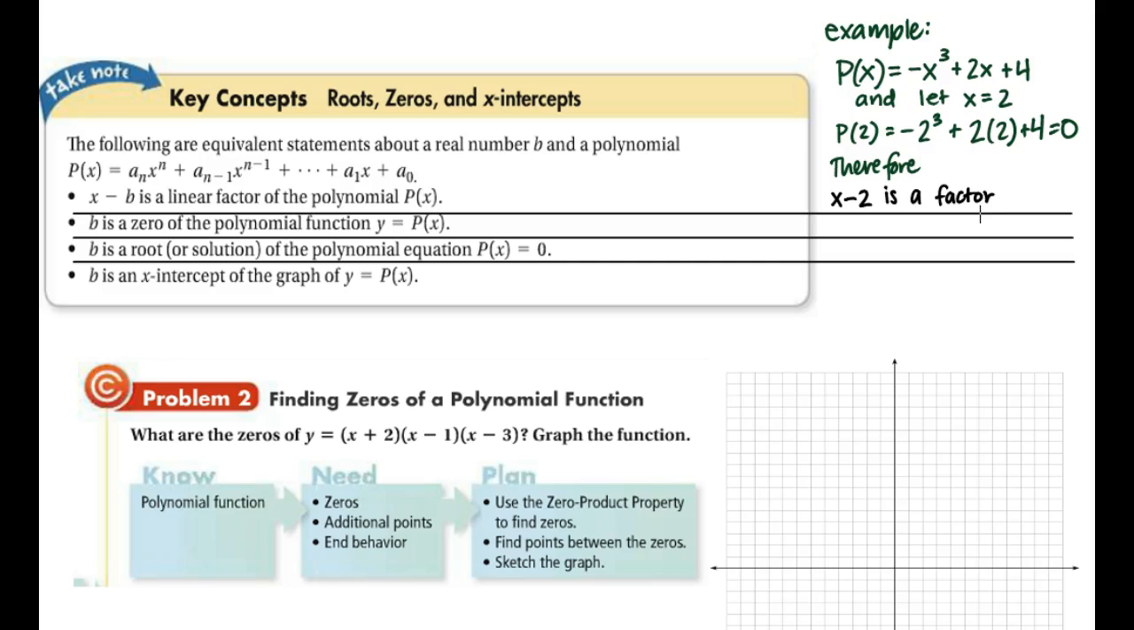This means that 2 is a zero of the function. It also means that 2 is a solution to the equation when it's set equal to 0. And lastly, the point (2, 0) is an intercept, an x-intercept of the graph.